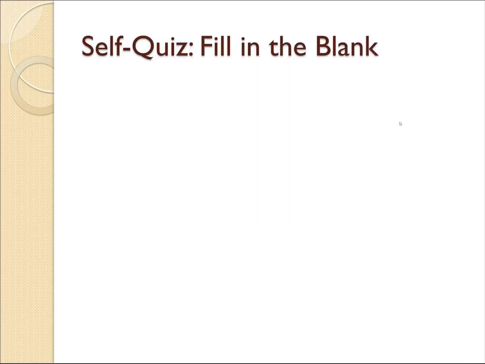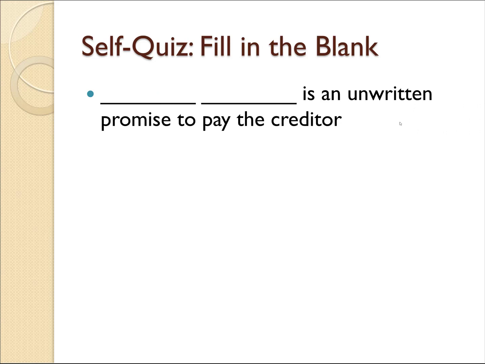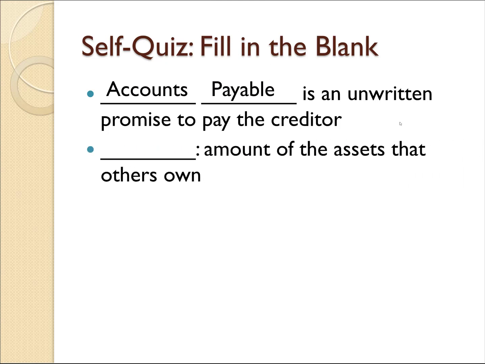So let's do a little quick quiz here. See if you can fill in the blanks. What is an unwritten promise to pay the creditor? Remember, creditor is someone to which you owe money. So to me, that sounds like accounts payable. Question number 2. What do you call the amount of the assets that others own? Well, that's just another way of saying liabilities.